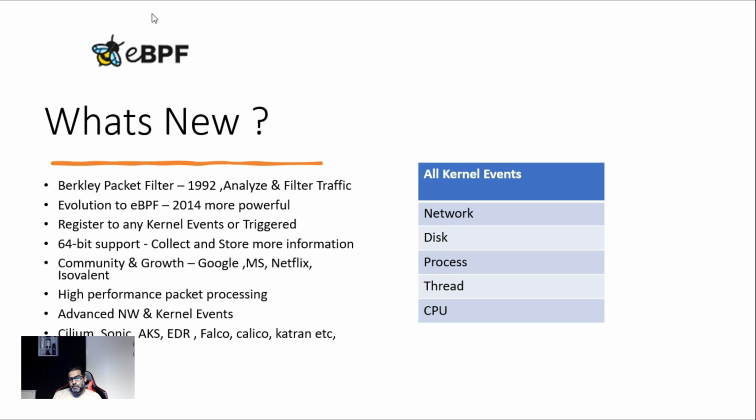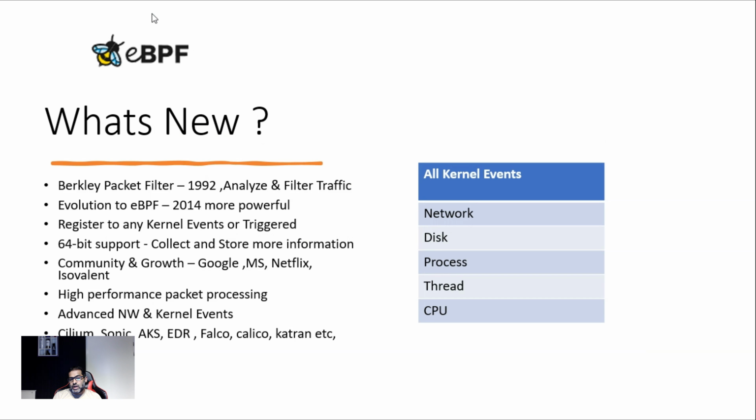So what is eBPF? eBPF is not something new that was just introduced in the market. It's been there since 1992, when it was initially introduced as the Berkeley Packet Filter. It was basically introduced to analyze and filter network traffic. The name Berkeley came because it was introduced in the California University lab, the Berkeley lab, and that's why it became the Berkeley Packet Filter.